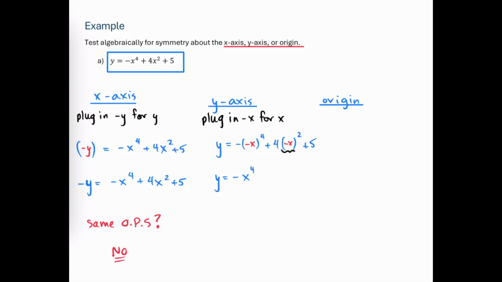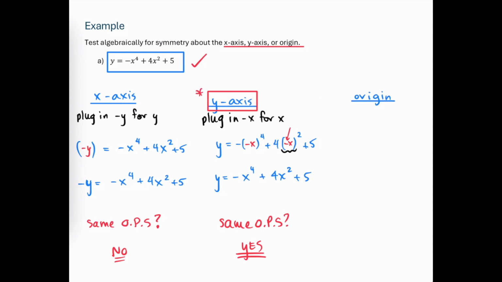Again, we perform the exponent first. Negative x quantity squared is positive x squared because we're also squaring this negative. Positive x squared times 4 is positive 4x squared, and then we just copy paste the plus 5. After we simplify, we compare this result back to the original equation to see if it's going to have the same collection of ordered pair solutions. It's the exact same equation as the original, and so yes, they're going to have the same ordered pair solutions. So we are going to have symmetry about the y-axis.